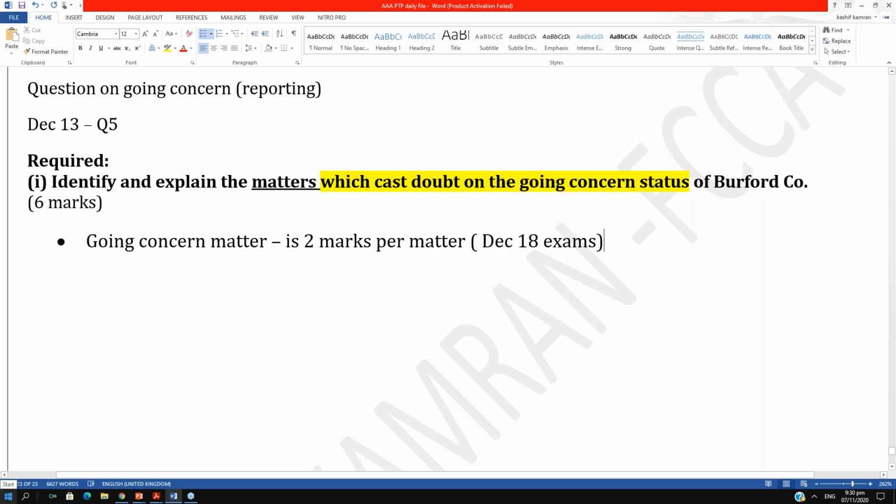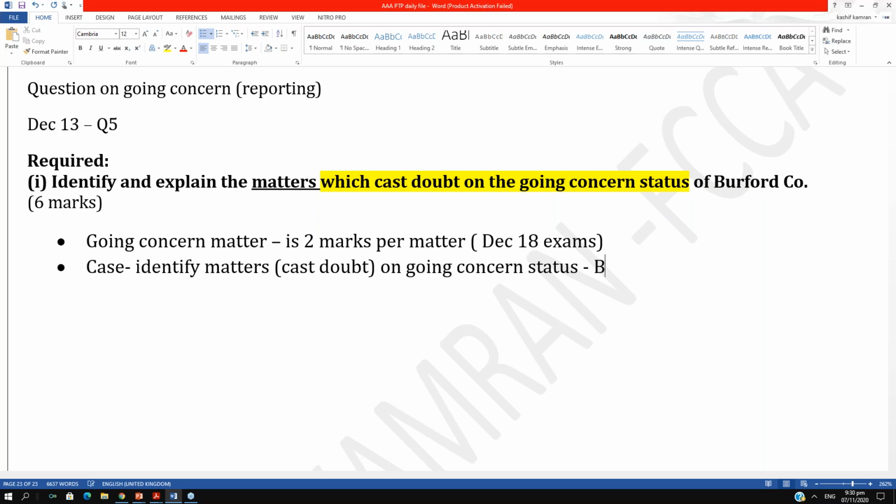Identify and explain the matters which cast doubt. So you should read the case and identify matters which cast doubt on the going concern status of Burford. And how many matters will you be identifying when you're reading the case for 6 marks? 3 matters only to make up the 6 marks. I'm giving you the case, 5 minutes. You will read the case and see if you can find 3 matters which may cast doubt on the going concern status.